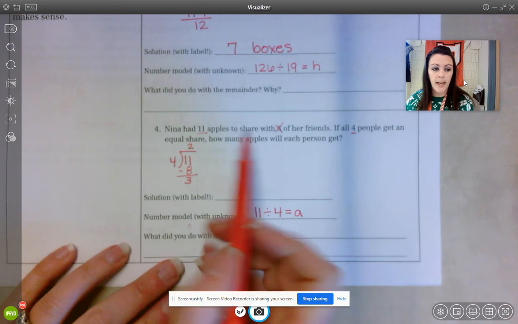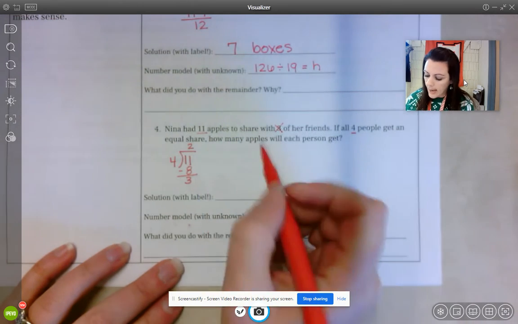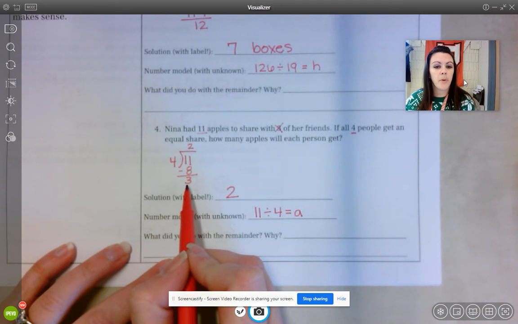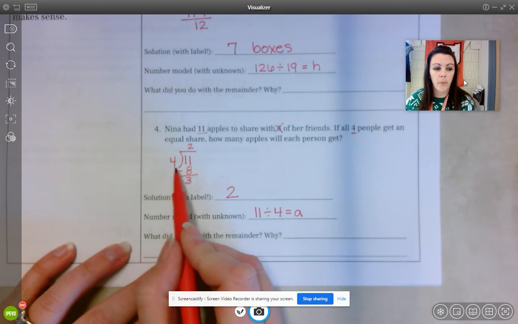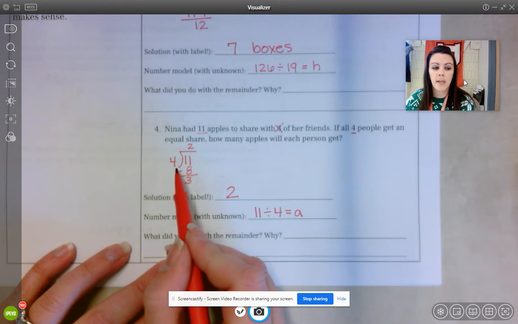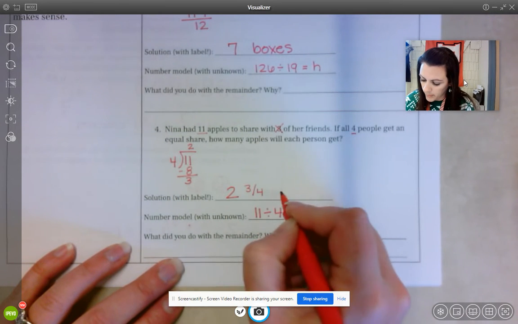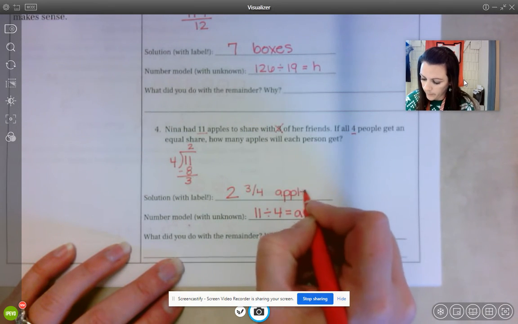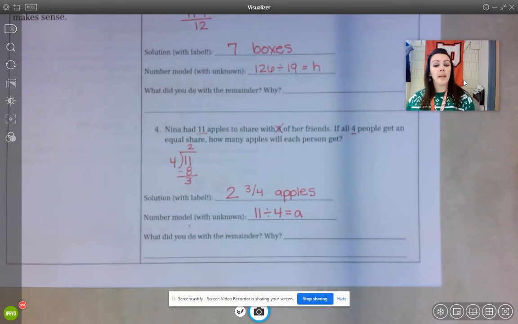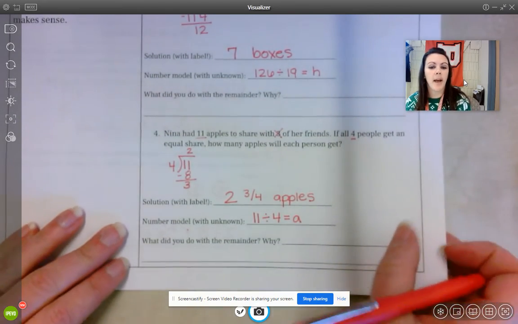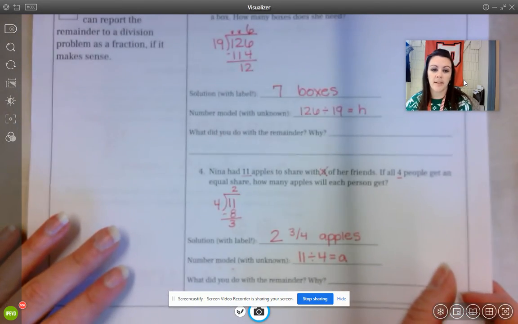So my solution, I'm going to take this answer. I know I can have 2 apples. This remainder 3, I'm going to turn it into a fraction. Remember that what you were dividing by in the first place becomes your denominator. So I have 2 3/4 apples. What did you do with your remainder and why? Hopefully you said something about how it's easy to share apples, and that's why we interpret it as a fraction.